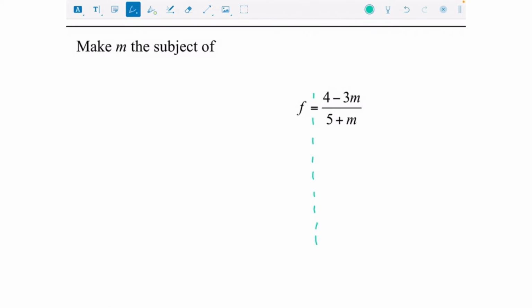Now, because you're multiplying by more than one thing, we're multiplying by all of this, 5 plus m. If I times by 5 plus m, I need to put that in a bracket, so I'm timesing by all of it, 5 plus m. So that leaves me with f(5 plus m) equals 4 minus 3m. So on the left-hand side, we've multiplied f by that bracket, and on the right-hand side, we've got rid of the bracket, got rid of the fraction, because it was being divided by that. We multiplied to get rid of that fraction.